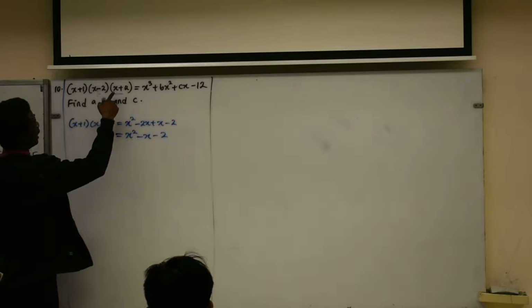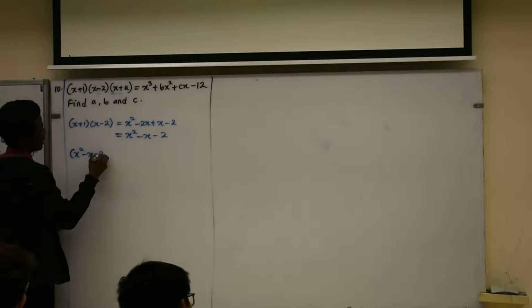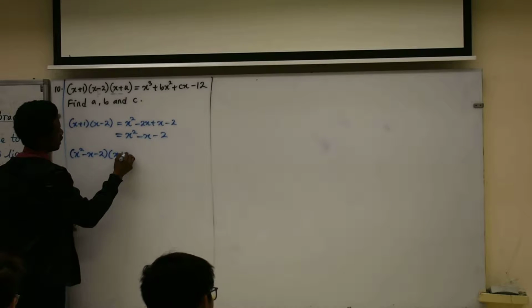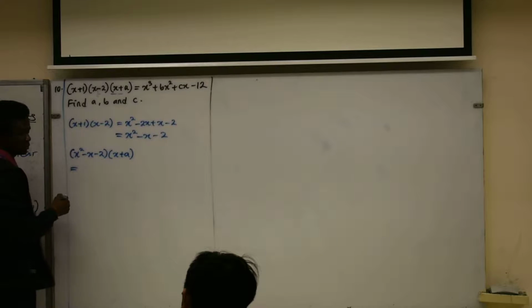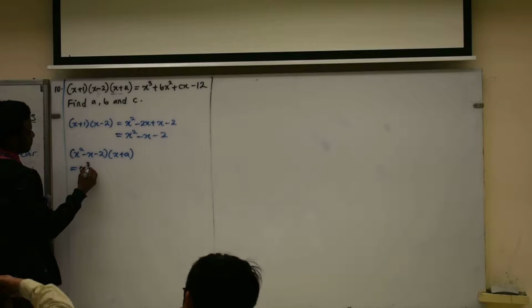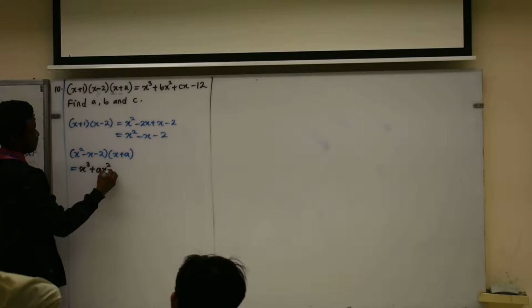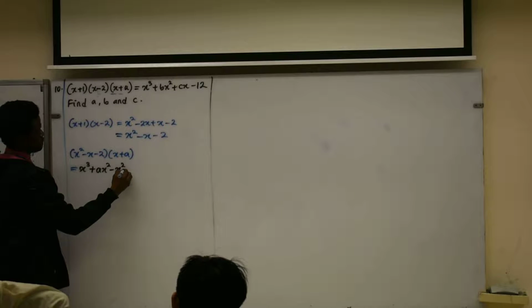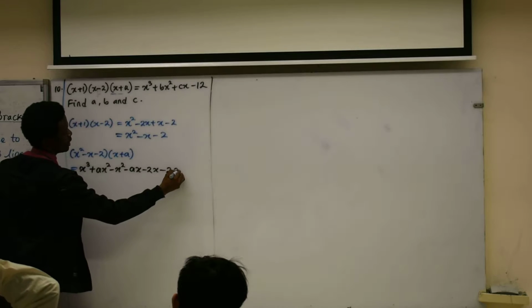Okay, so I use this with a. So x squared minus x minus 2, x plus a. So let's expand, everybody. Everybody, please. x cubed plus ax squared minus x squared minus ax minus 2x minus 2a. Like that.